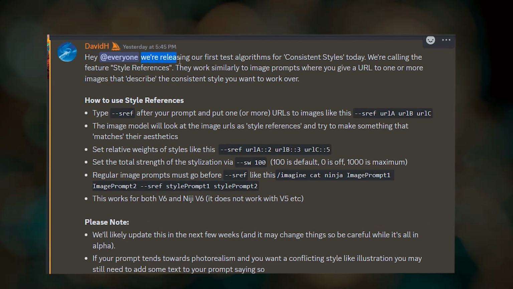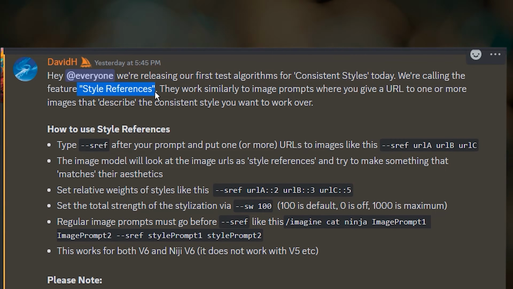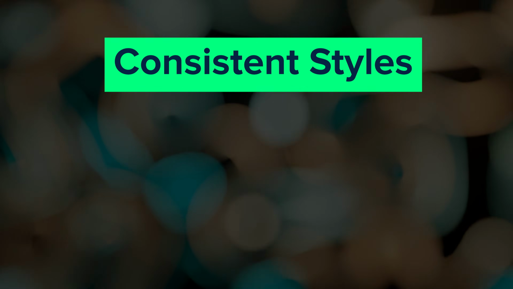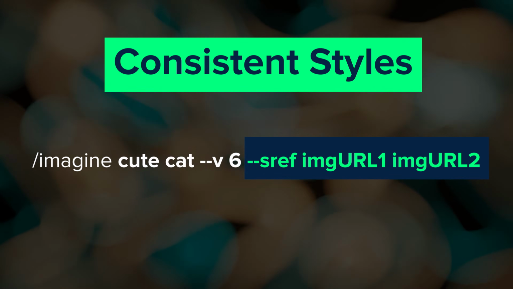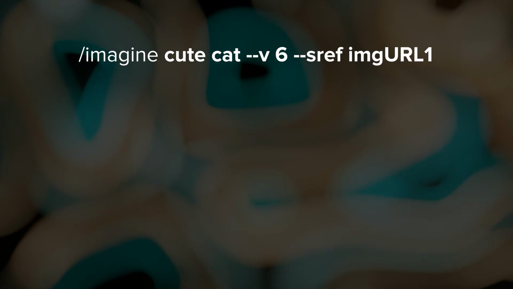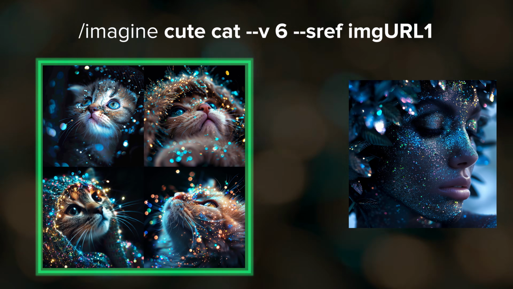Midjourney just released their new consistent styles feature called Style Reference. This is available for both V6 and Niji V6. Now you can create consistent styles by providing a reference image or images after the new parameter --sref. Midjourney will look at those images as style references and try to apply the aesthetics to your results.